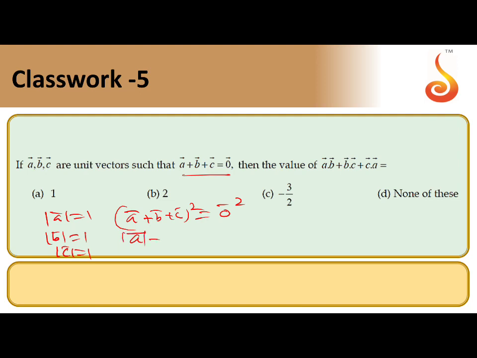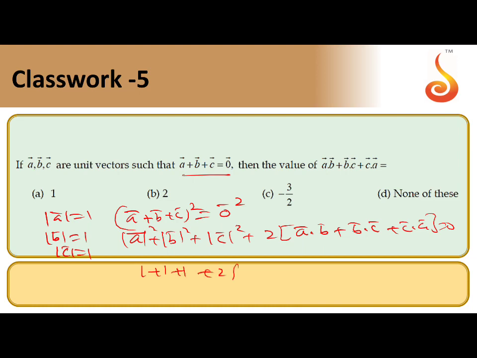Now, modulus A bar square plus modulus B bar square plus modulus C bar square plus 2 times (A dot B plus B dot C plus C dot A) equal to 0. So modulus is 1: 1 plus 1 plus 1 plus 2 into (A dot B plus B dot C plus C dot A) equal to 0.